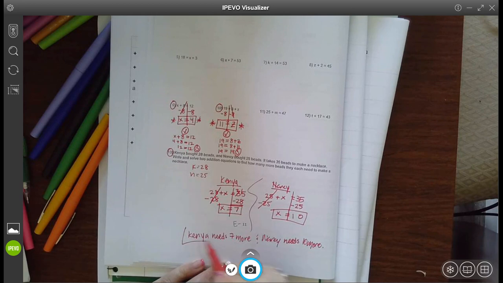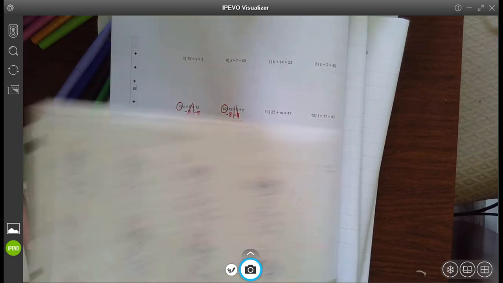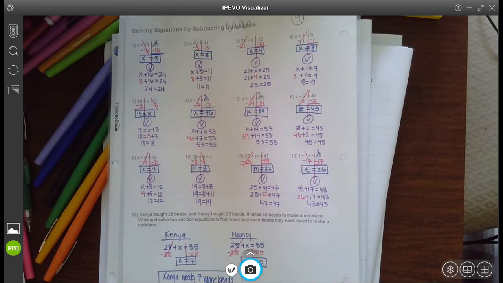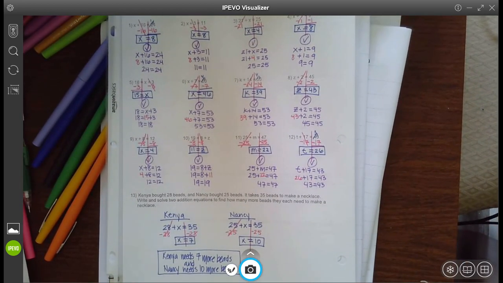Okay, if you got all those correct, good job, my little mathematicians. And if you try the rest, I'm going to put the answers up so that you can check yourself. Okay, and those are the answers that you should have gotten for all the others. Congratulations, my little mathematicians. You have now mastered solving addition equations by using the inverse operation of subtraction.